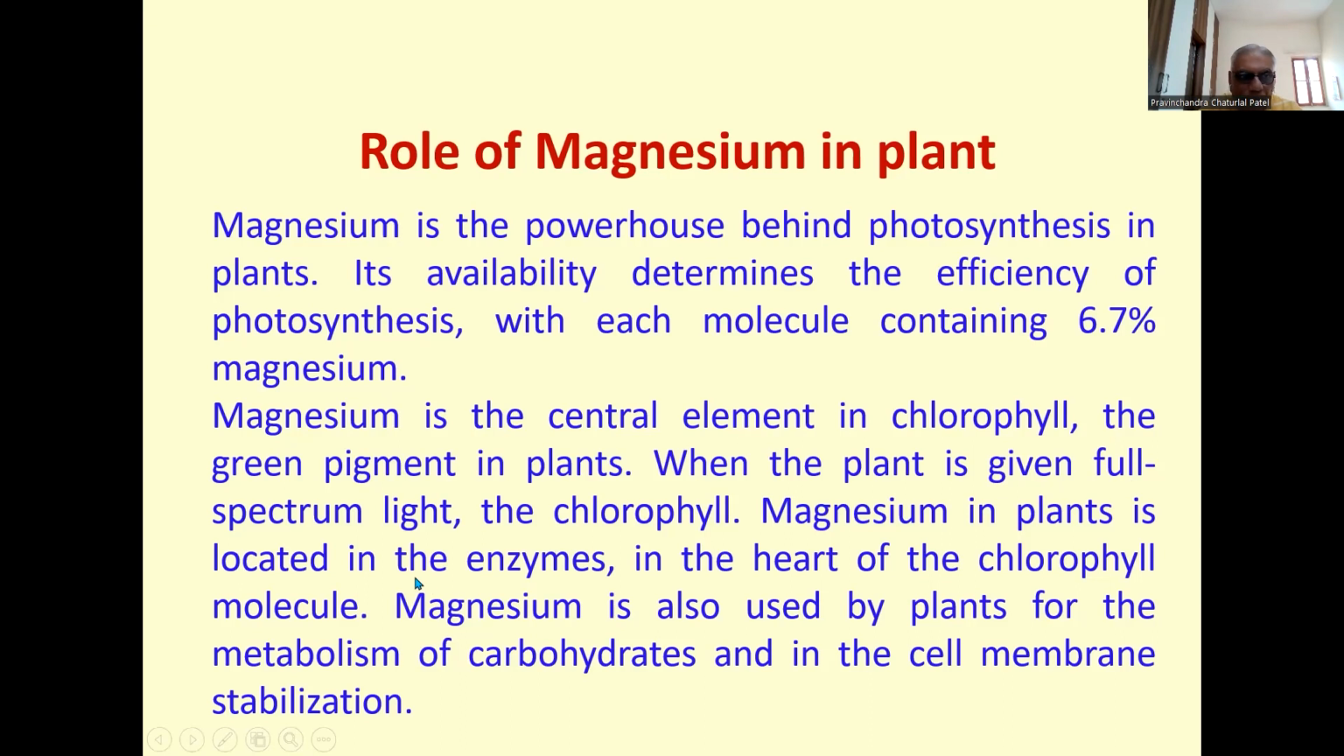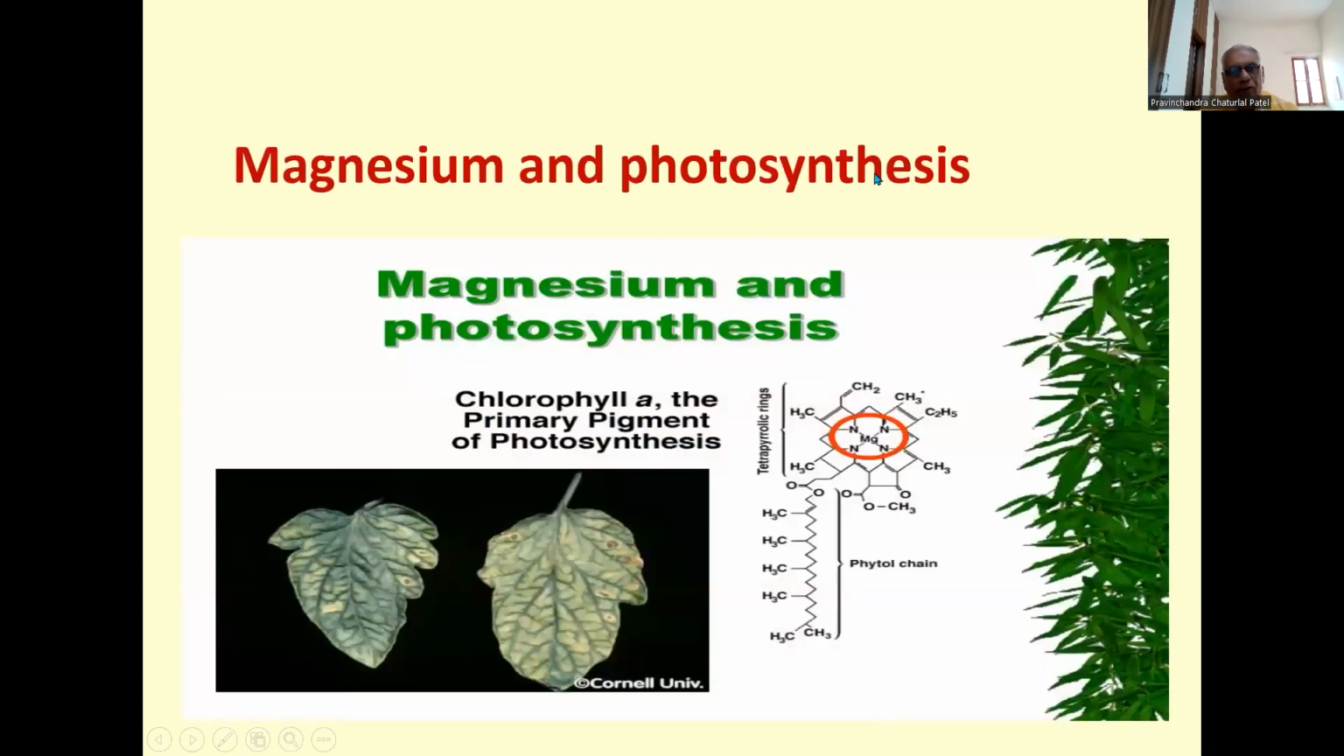When the plant is given full spectrum light, the magnesium in the plant is located in the enzyme, in the heart of the chlorophyll molecules. Magnesium is also used by plants for the metabolism of carbohydrates and in cell membrane stabilization. So here you can see that magnesium is very important for photosynthesis. Chlorophyll A is the primary pigment of photosynthesis.